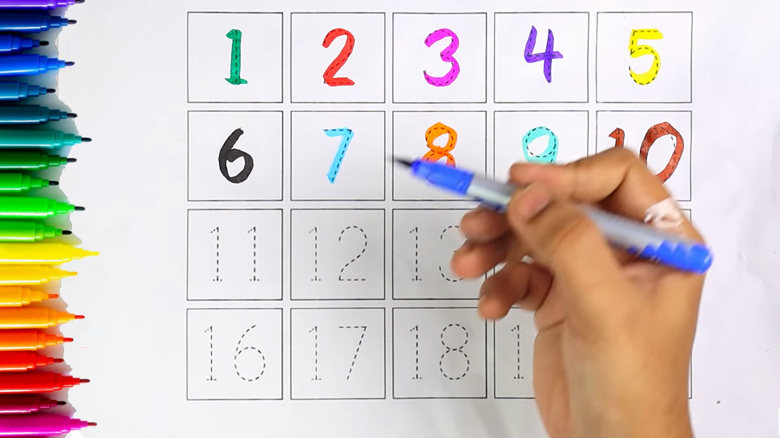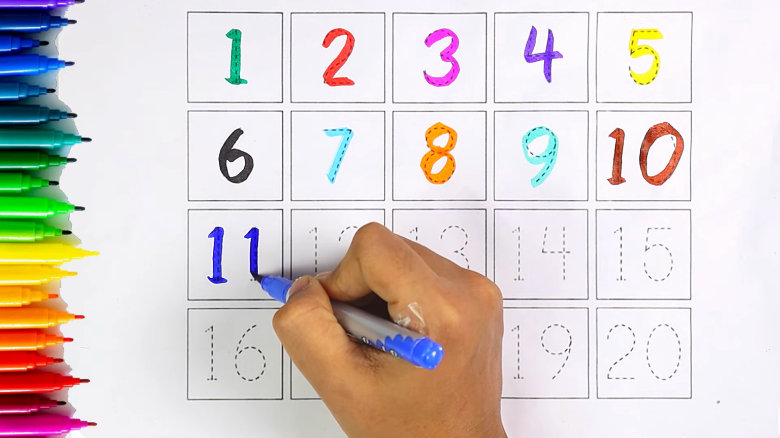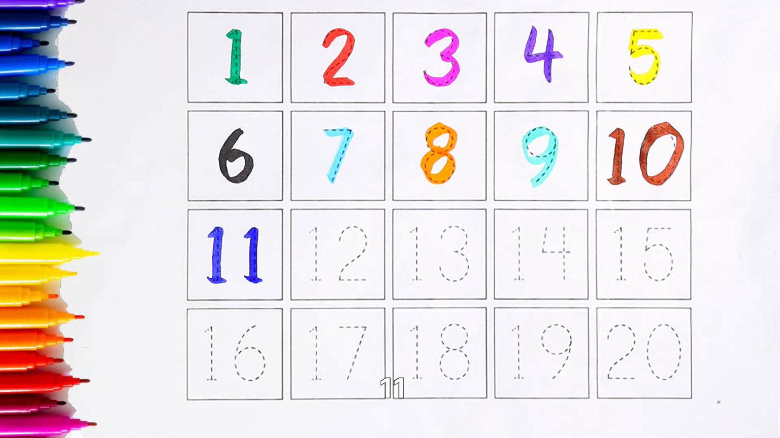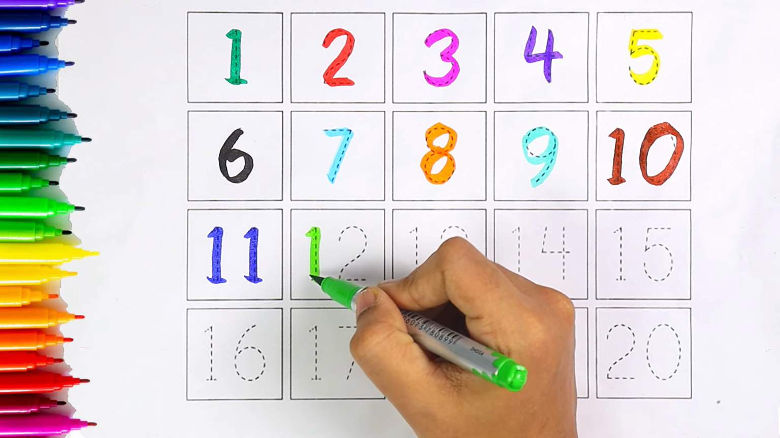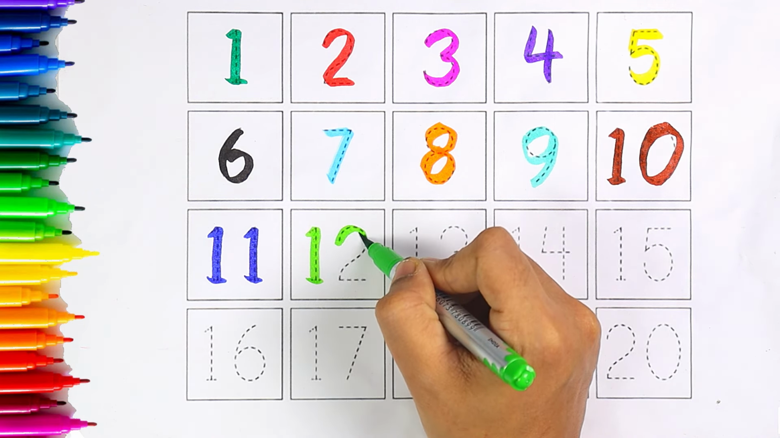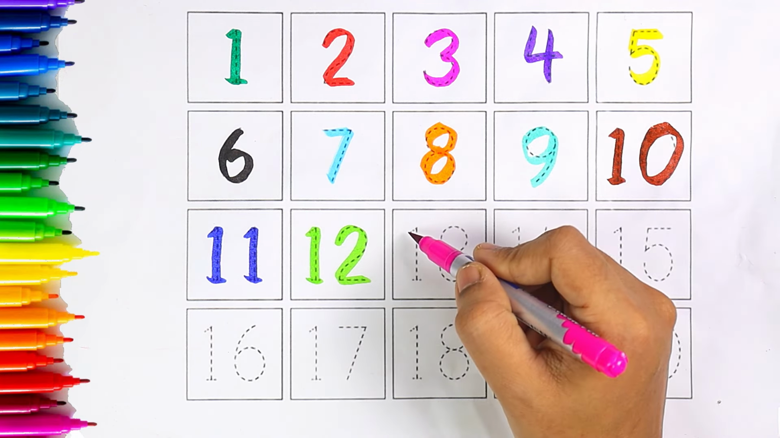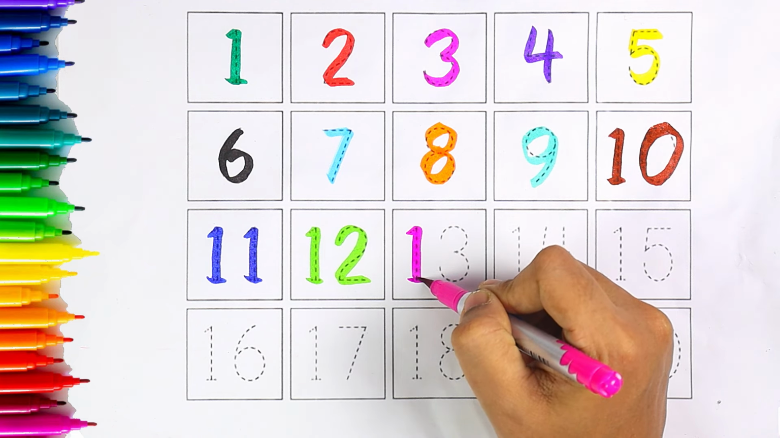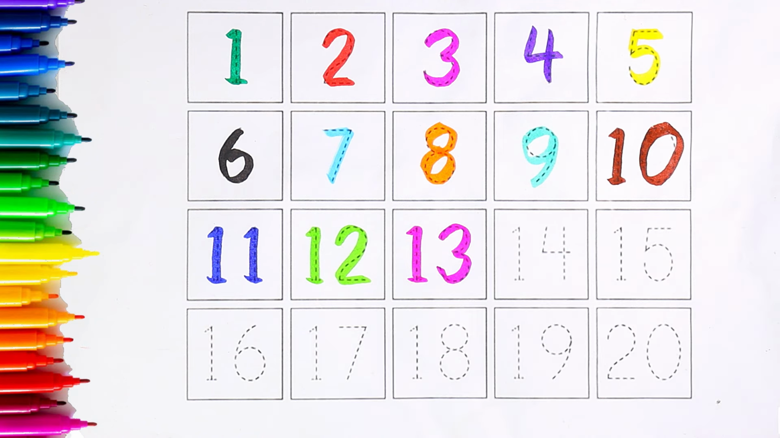And the next number is 11. I am using blue color for number 11. Next number is number 12. 1 and 2 makes the number 12. Number 12. Pink color, number 13. 1 and 3 makes the number 13.